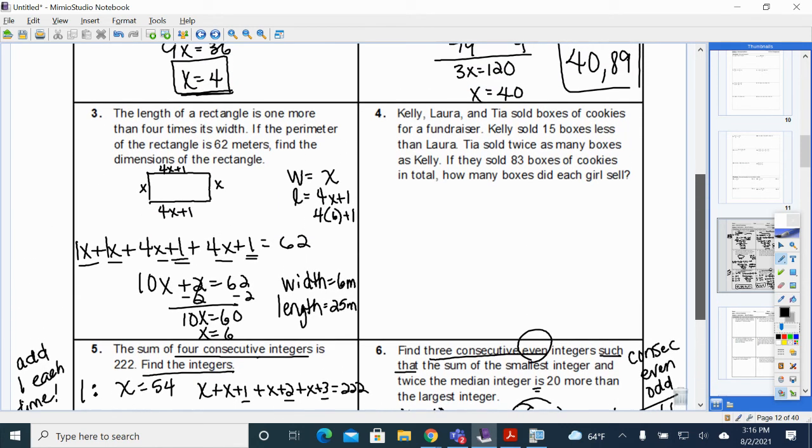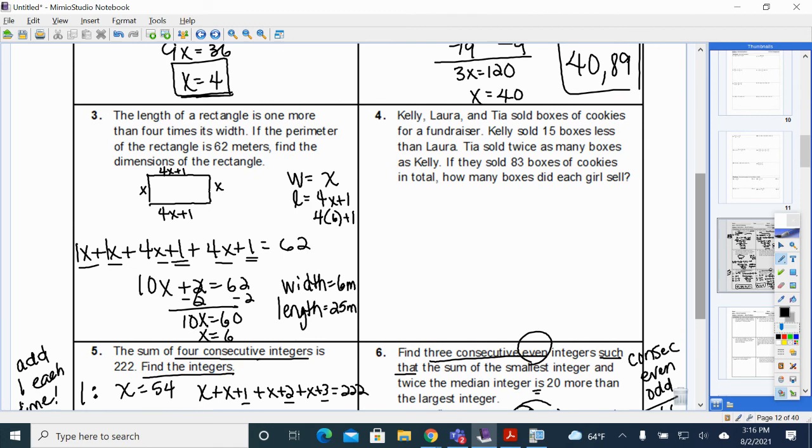All right. I want to go ahead and do example number 4. I know my video may be running a little long, but I need to show you number 4 as well. Kelly, Laura, and Tia sold boxes of cookies for a fundraiser. Kelly sold 15 boxes less than Laura. Tia sold twice as many boxes as Kelly. If they sold 83 boxes of cookies in total, how many boxes did each girl sell?